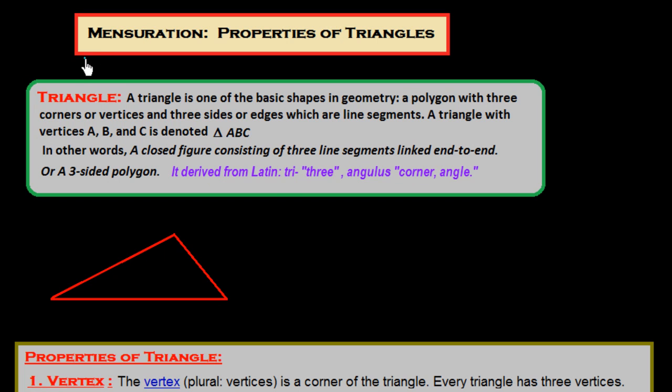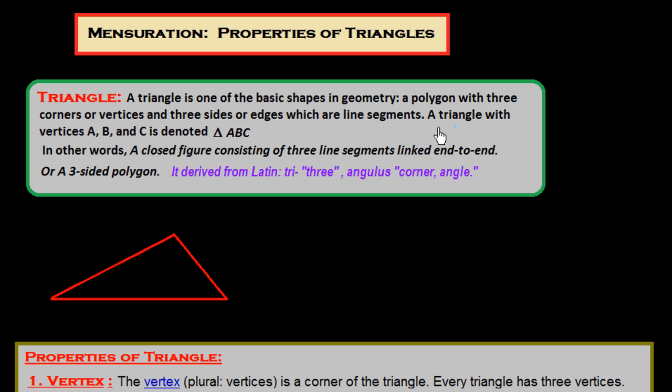Hi friends, in this session we study about mensuration. In mensuration we study about the properties of triangles. So in triangle, you see a triangle is one of the basic shapes in geometry, a polygon with three corners or vertices and three sides or edges which are line segments.